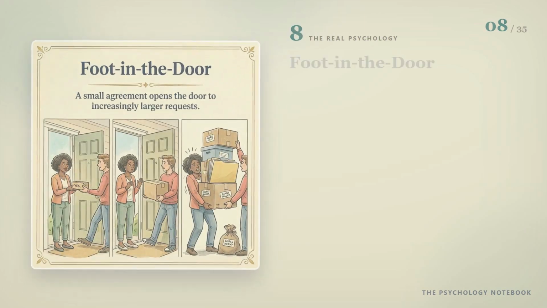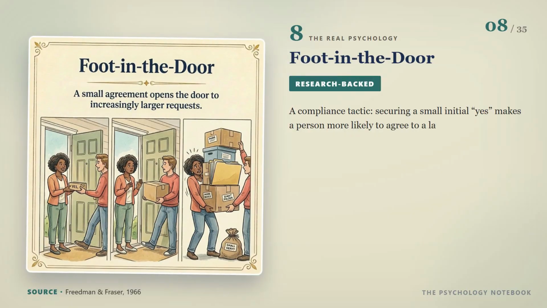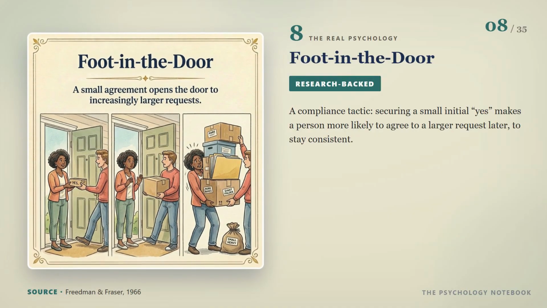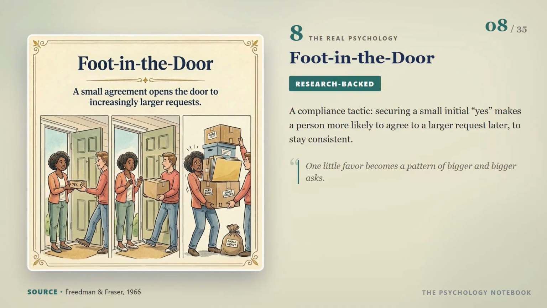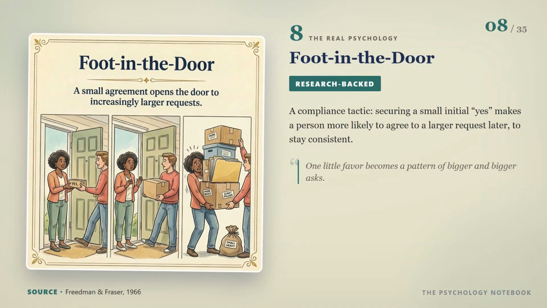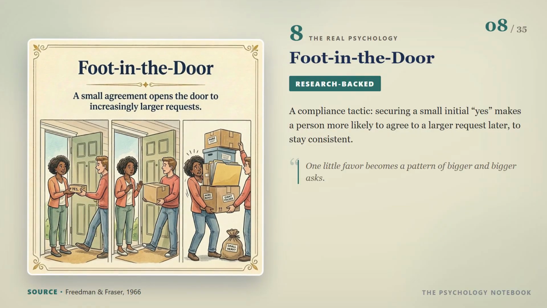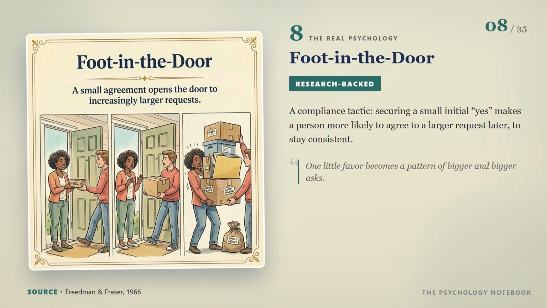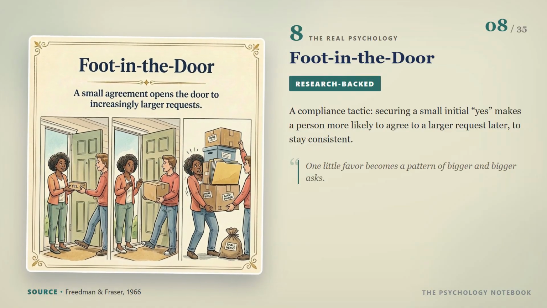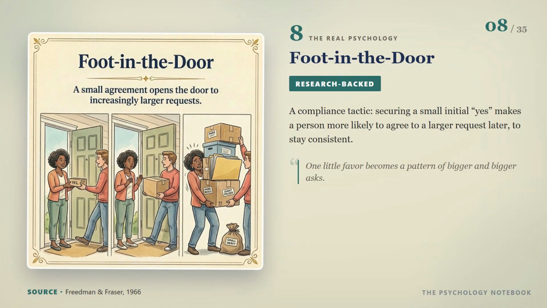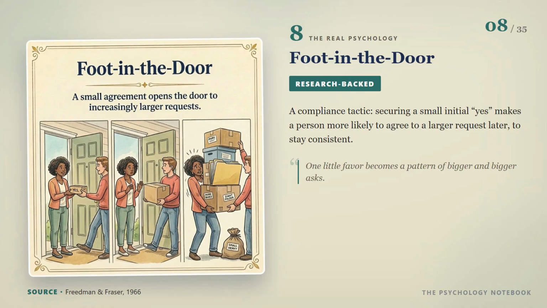8. Foot in the door. The foot in the door technique works in the opposite direction. Instead of starting big, the person starts with something small. You agree to one little favor, then they ask for something slightly bigger. Because you already said yes once, the second request feels like a natural next step. And before long, one small favor has become a pattern of larger requests.